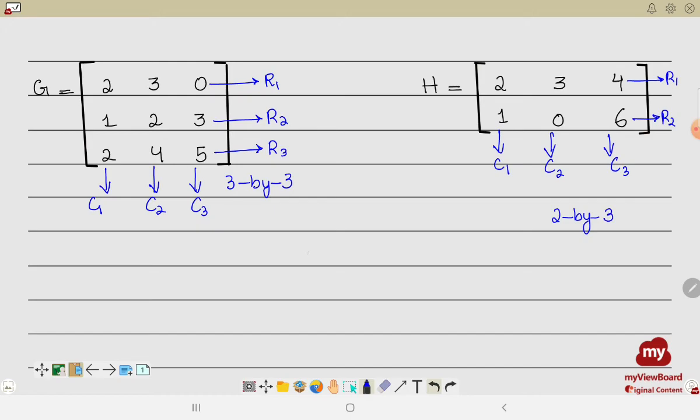So generally we represent order by m by n, in which the first digit represents rows and the second digit represents the number of columns. So I hope now you people can easily identify the order of matrices.